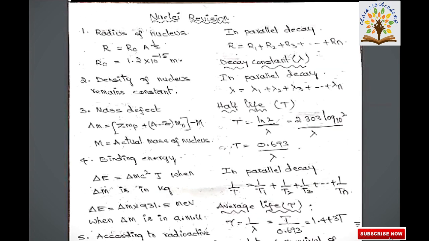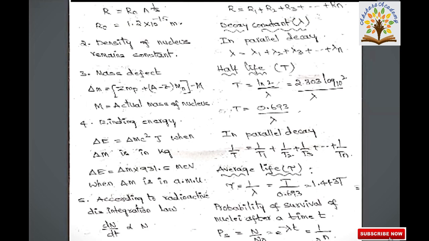And then, in parallel decay, if a nucleus is disintegrating with different activities, then we can write R is equal to R1 plus R2 plus R3 and so on plus Rn. R represents the net activity of a parallel decay. And in parallel decay, the effective decay constant is given by lambda is equal to lambda 1 plus lambda 2 plus lambda 3 and so on plus lambda n.